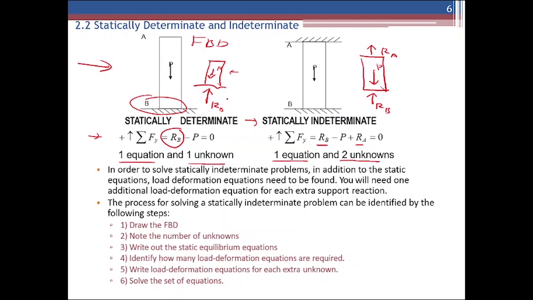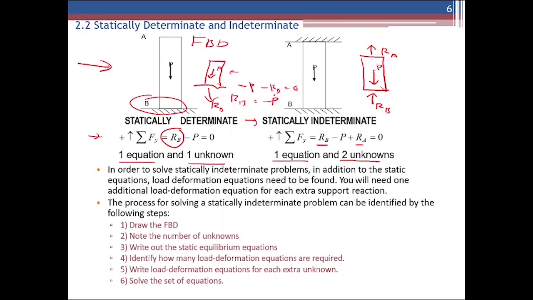For example, you can see we put Rb in upward direction. We can also put it in downward direction. So when put in downward direction, we get summation of Fy equal to 0, negative P minus Rb equal to 0, then we get Rb equal to negative P. Okay, so our assumption, which is Rb in downward force, should be in upward force.